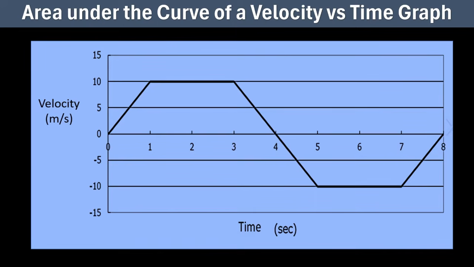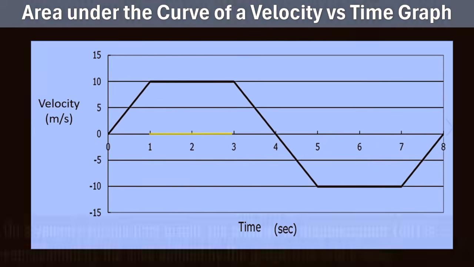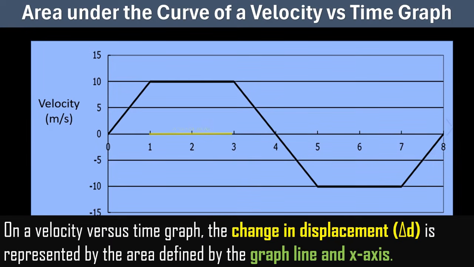Let us calculate the change in displacement of the object from 1 to 3 seconds. Remember that the change in displacement of the object is based on the area made by the x-axis and the graph line during this time interval.